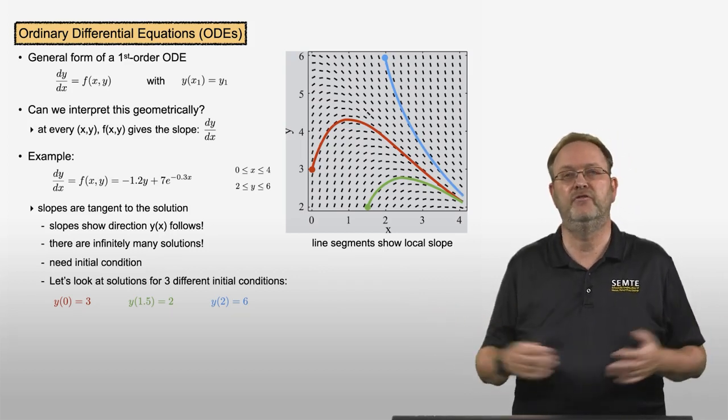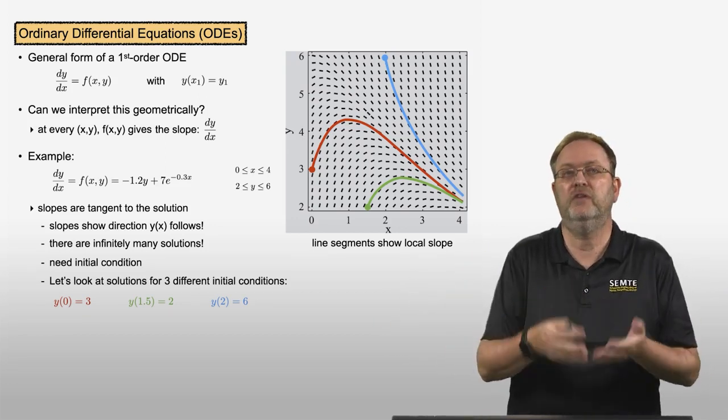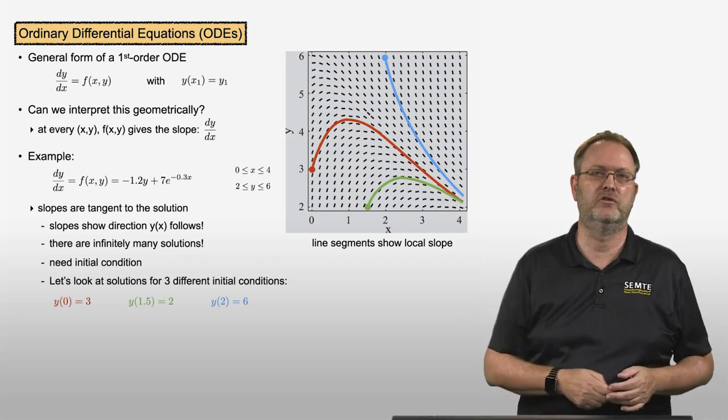So that's a graphical interpretation of a first order ODE, because the first derivative just gives me the local slope of the solution.